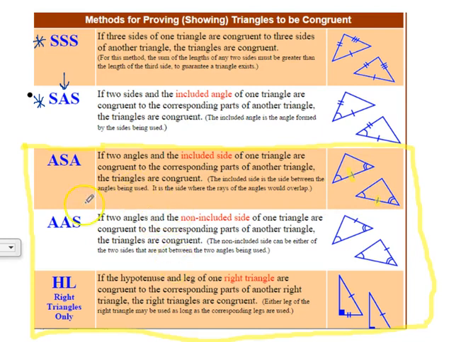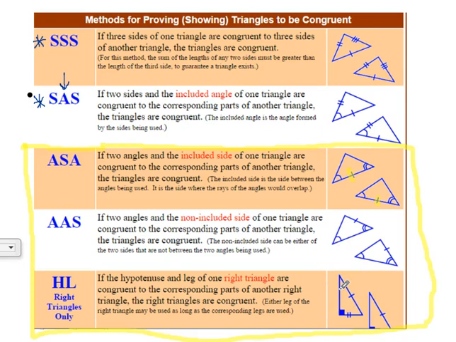Then the next one is angle, angle, side. So if two angles and the non-included side, so see how we've got angle, angle, side, angle, angle, side. If we've got two sets of congruent angles and then a non-included side, then we can use this postulate to prove that two triangles are congruent.